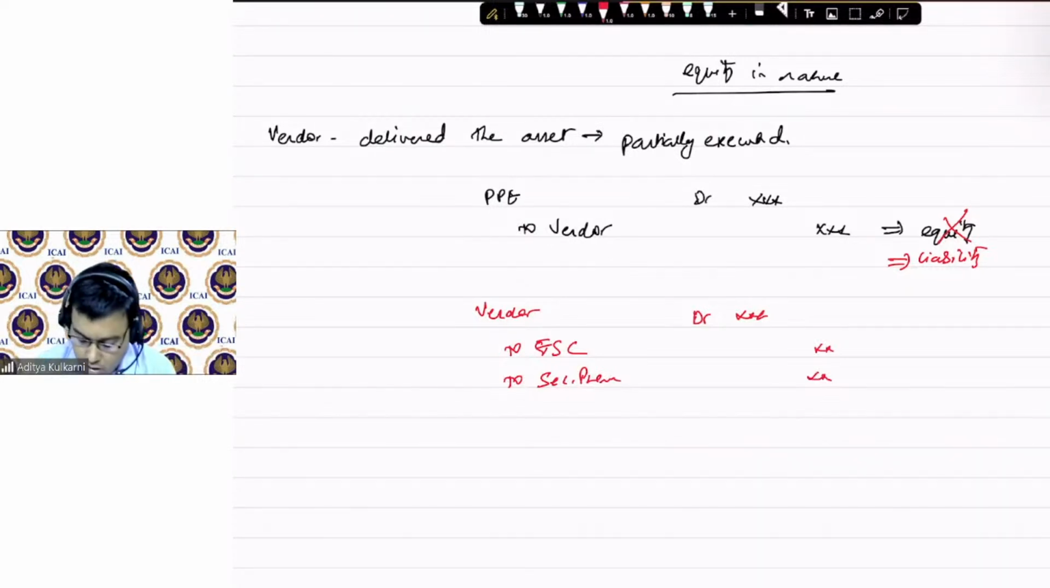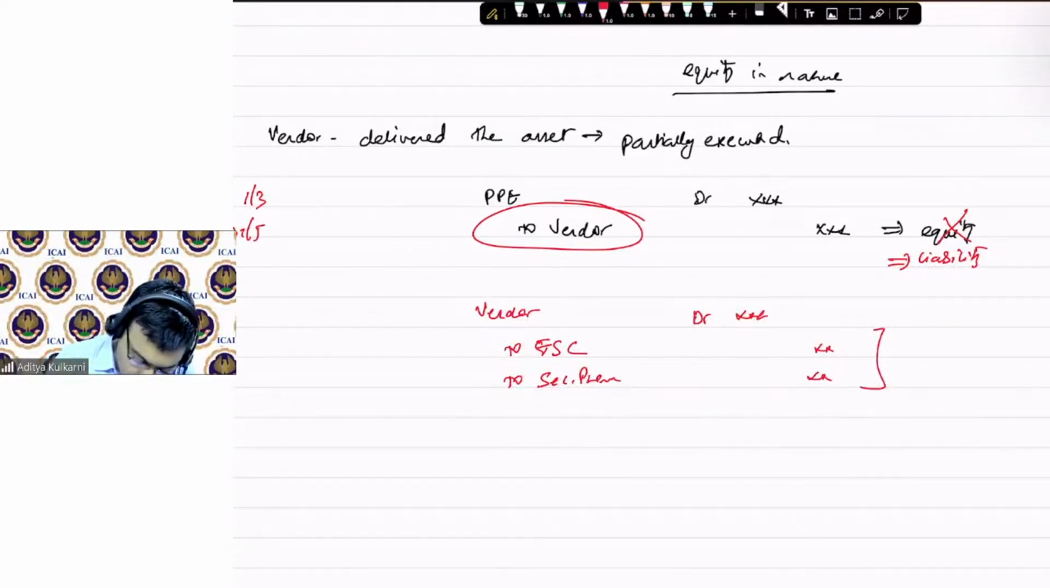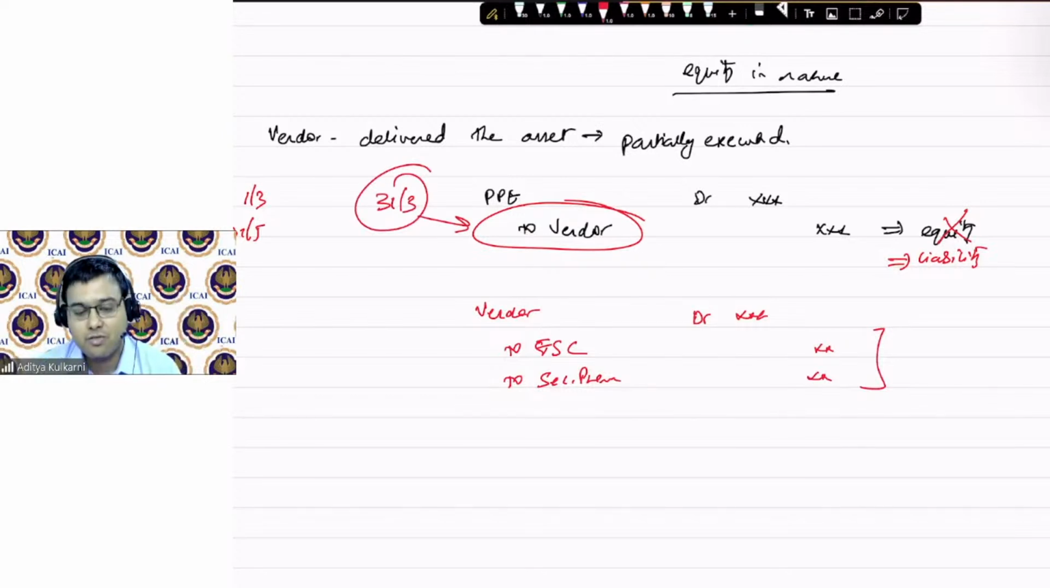Here, there is no ambiguity. The ambiguity arises until the settlement happens. So I have entered into the contract on 1st of March. Settlement should happen on 31st of May. So therefore, the whole issue is, as on 31st of March, who is this vendor? Is it a financial liability or is it equity in nature? Are you able to understand?